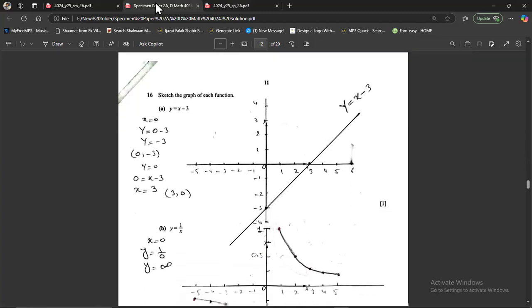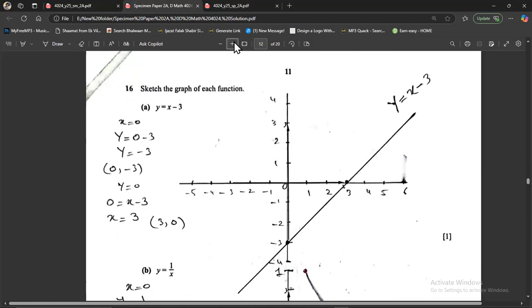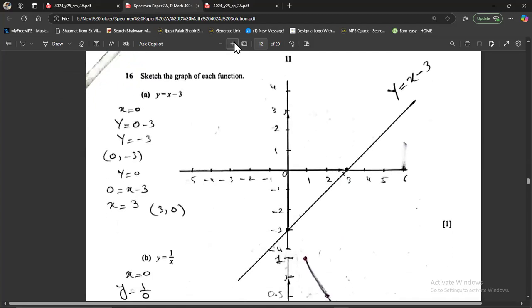But when I draw it, I actually put some effort in it, and I marked the grid, and I actually checked that when x is 0, y will be minus 3. So that is this point. When y is 0, x will be 3, (3, 0), this point. I joined these two points. But actually, you don't have to do this. You just simply have to show the shape. The important thing is that the y-intercept is minus 3, which is this point. And it's a line and its gradient is 1, which is positive. So it will be an incline in this way.